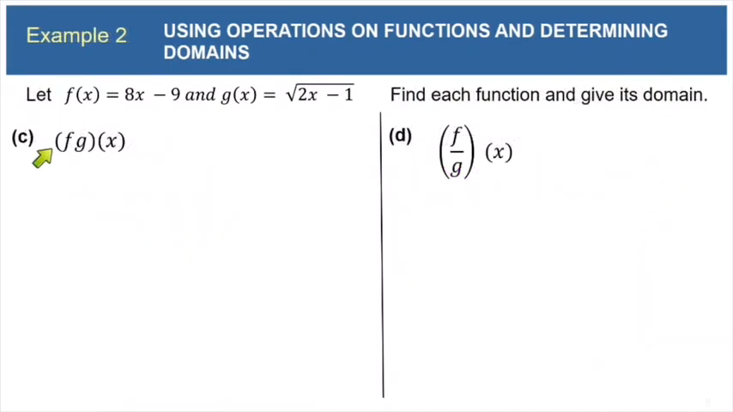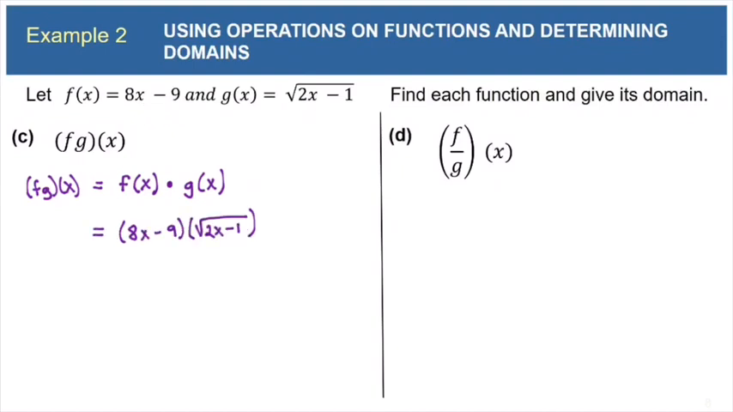And now on part C, of course, we're looking at the product of f times g of x. We know, according to our definition, that f times g of x is going to be equal to f of x times g of x. So we just need to take our f function and multiply it by our g function. Now again, this is all the multiplication we can do, because with this g function being under the radical, we can't carry out FOIL or anything here. All we can do is leave it as 8x minus 9 times square root of 2x minus 1.